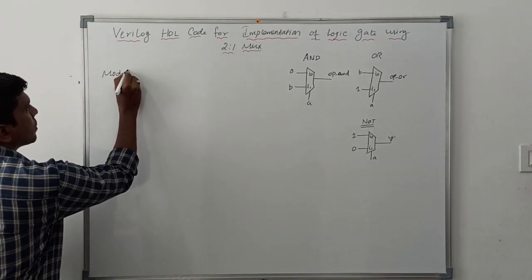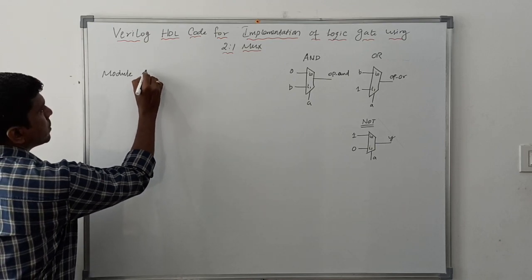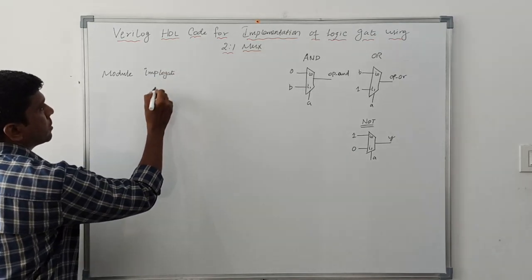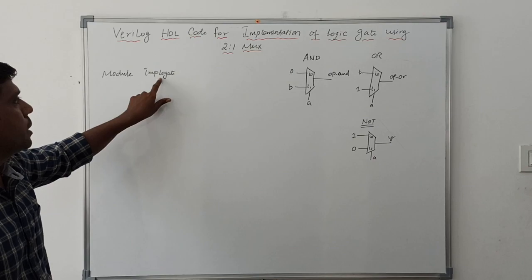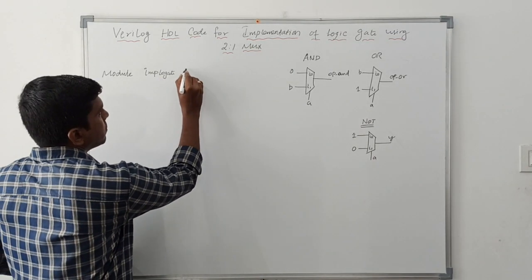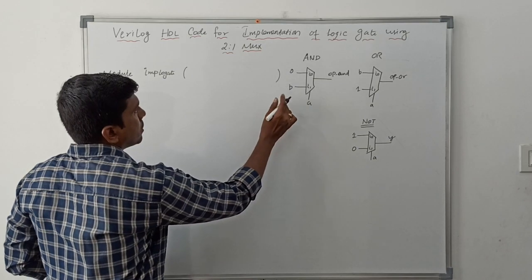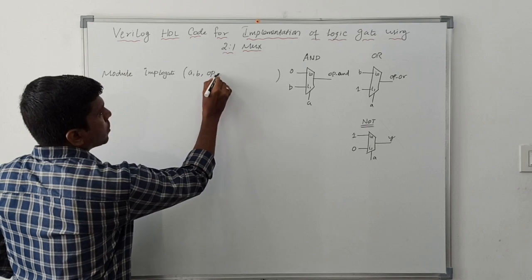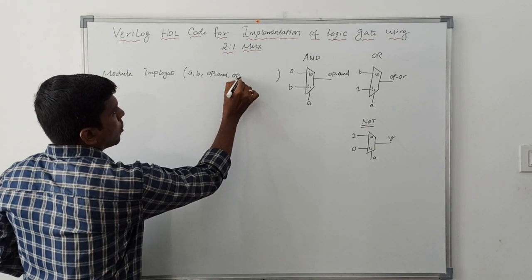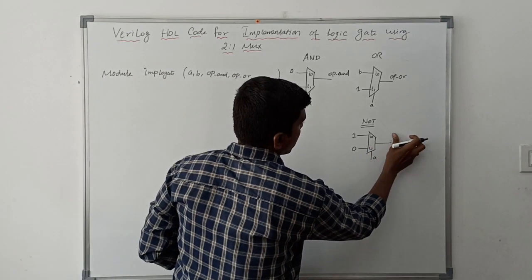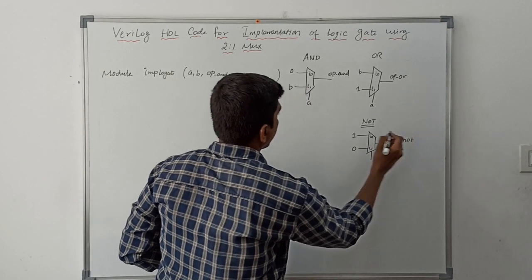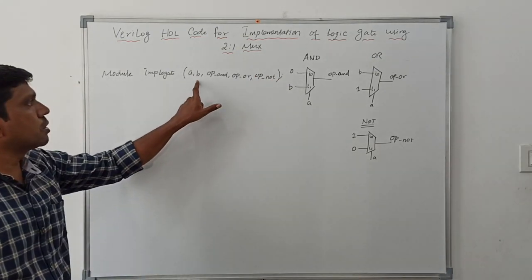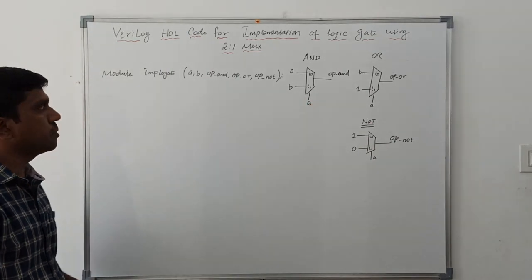As usual, you first write module, then the module name. Let's implement the logic gates; the module name is IMPLOGATE. Within the brackets, you mention the variables: A comma B, output AND gate, output OR gate, and output NOT gate. These are the variables used in the implementation diagram.